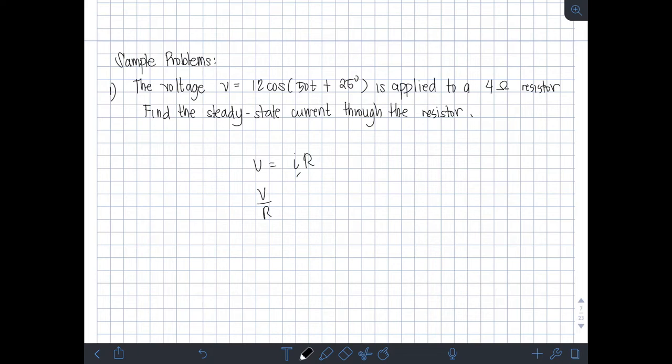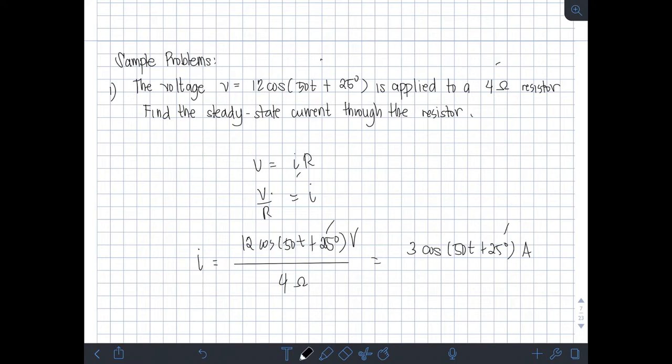So, substitute lang natin yung given V na 12 cosine 50t plus 25 degree divided by yung resistance na given na 4 ohm. So, ilan to? 12 divided by 4 lang, right? Magiging 3 times cosine 50t plus 25 degree current. So, amp. So, ito si I. Okay, so same sila ng phase angle, 25-25 pa rin kasi resistor nga yung kinoconsider natin. So, in phase yung current at voltage. Ang nabago lang is yung magnitude. Na-divide 4 lang kasi nga yung resistance natin is 4.